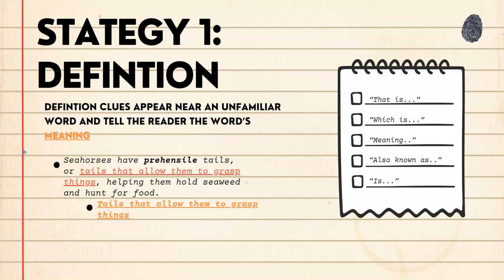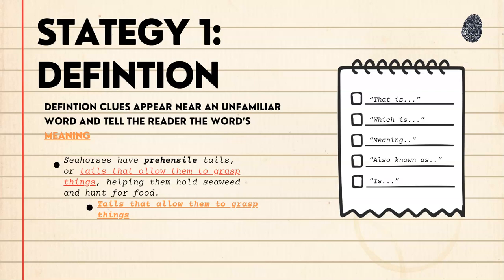It says, seahorses have prehensile tails, or tails that allow them to grasp things, helping them hold seaweed and hunt for food. The unknown word that we're trying to figure out the meaning of in this sentence is prehensile. Now, to be perfectly honest, I don't know if I had ever seen that word before creating these slides. I do like the ocean, but I'm not an expert on seahorses.